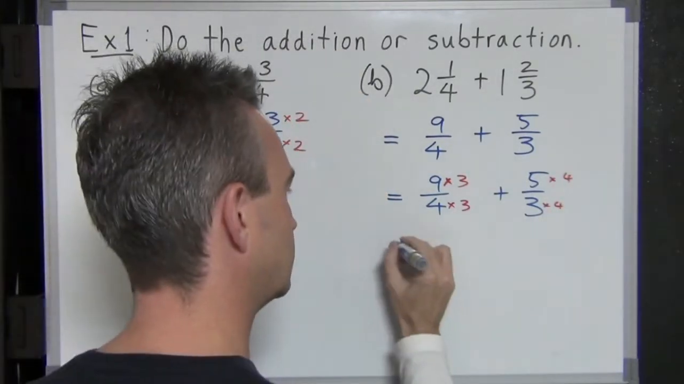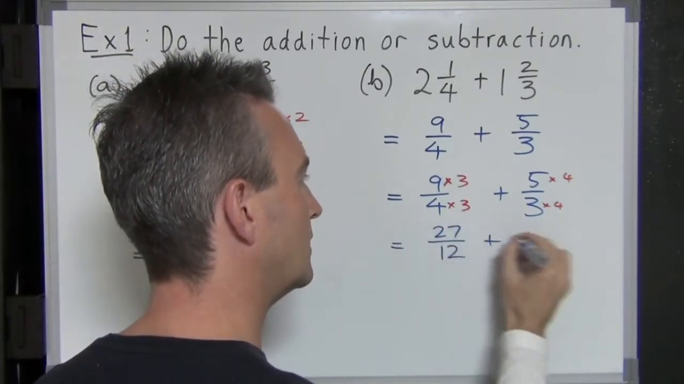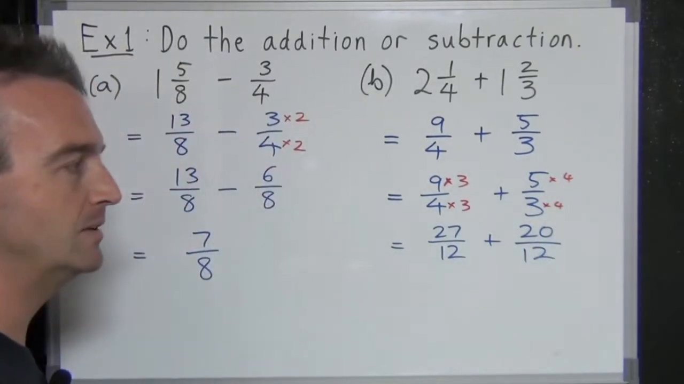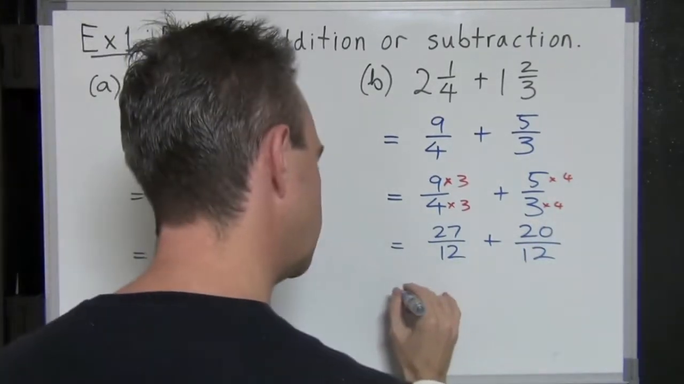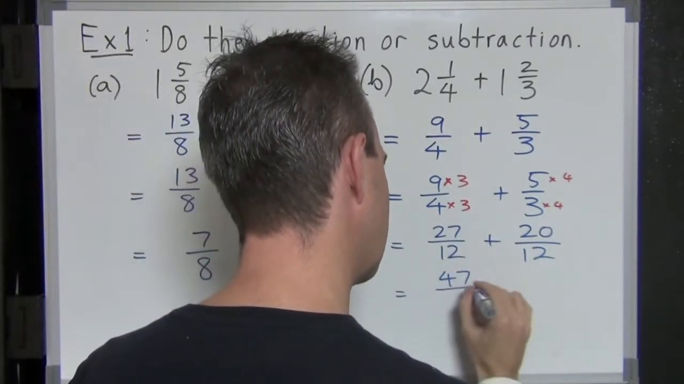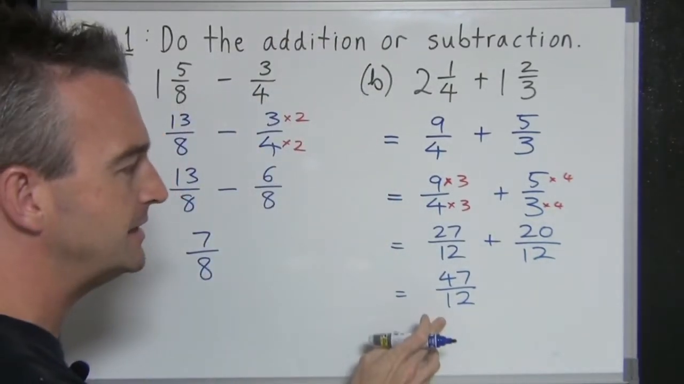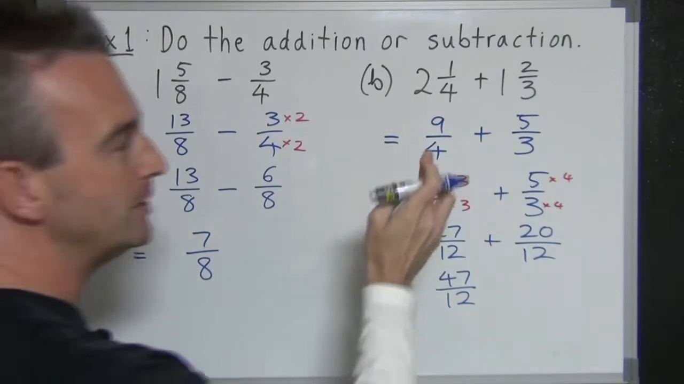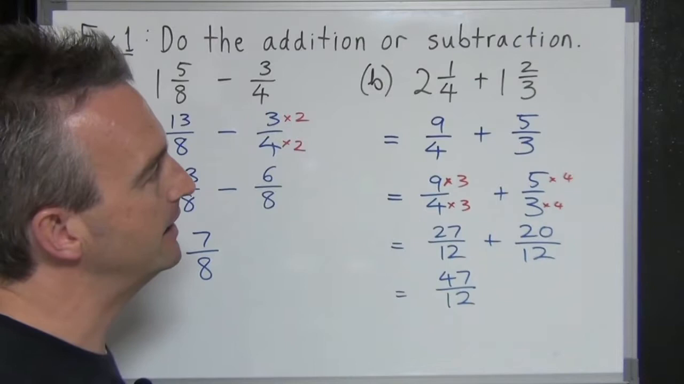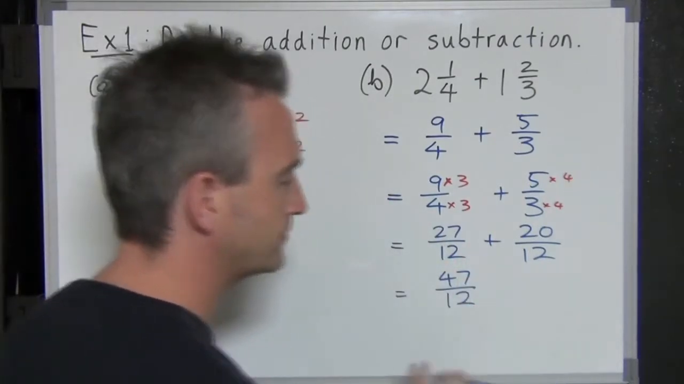Giving us 9 threes are 27, 4 threes are 12. 5 fours are 20 over 3 fours are 12. There we go, we have our common denominator. So let's do this. 27 plus 20 is 47 over 12. Is that our final answer? That is indeed an improper fraction. But we look at the question, and we have the two numbers as mixed numbers. So we actually want to write a mixed number for our answer as well.